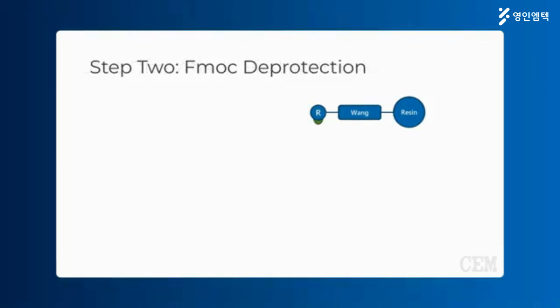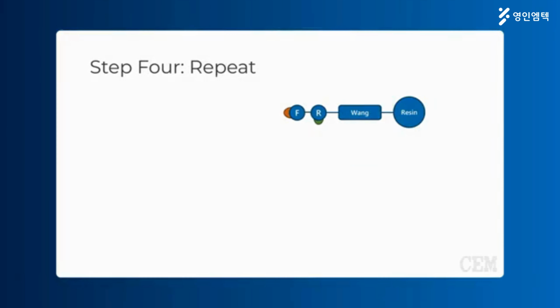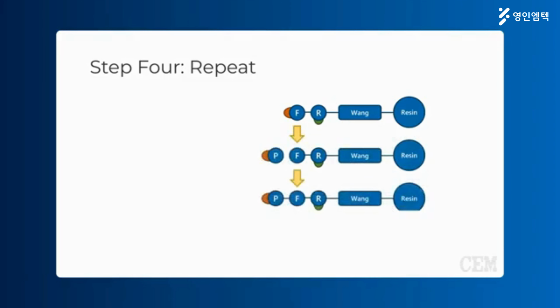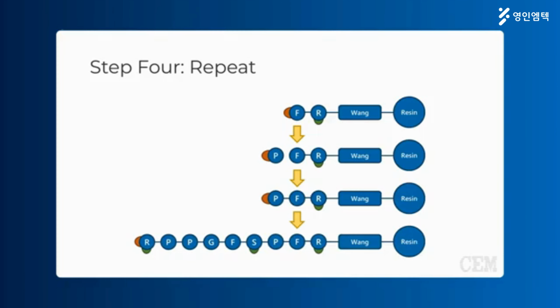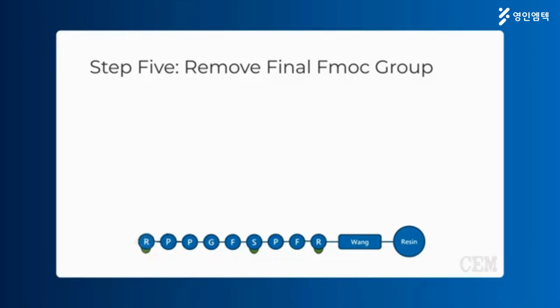Once the first amino acid is attached, the temporary FMOC protecting group is removed to expose the free amine. The next amino acid, with its own protected amino group, is activated and coupled onto the growing chain. Steps 2 and 3 are repeated for each additional amino acid, extending the peptide chain. Then the final FMOC group is removed.